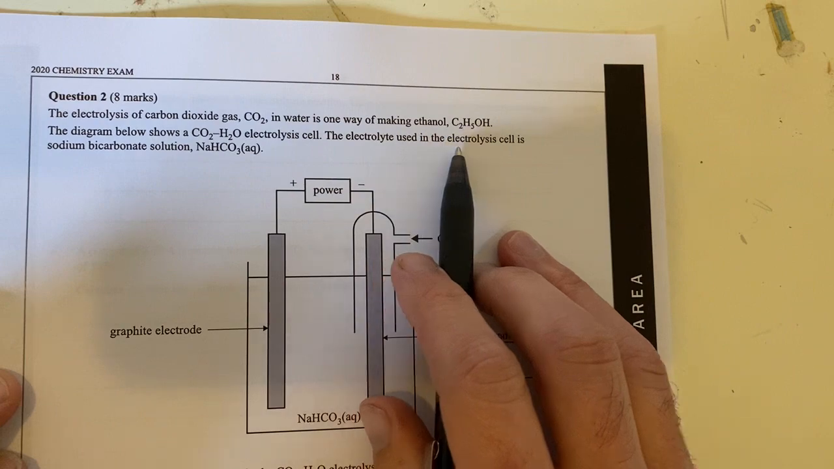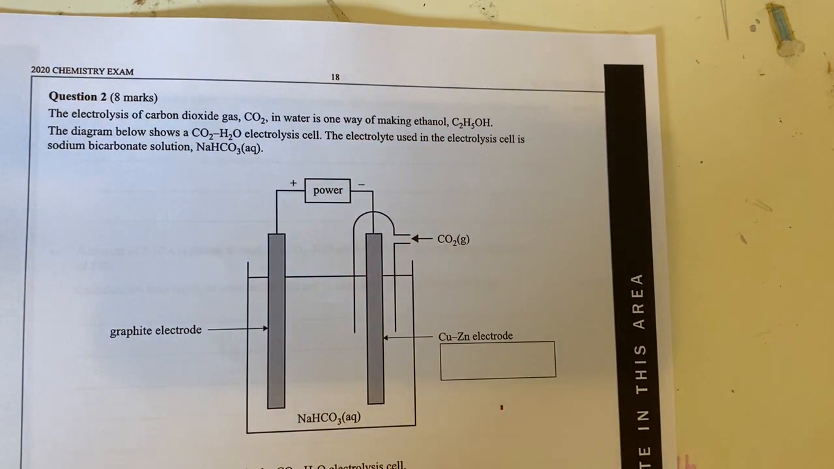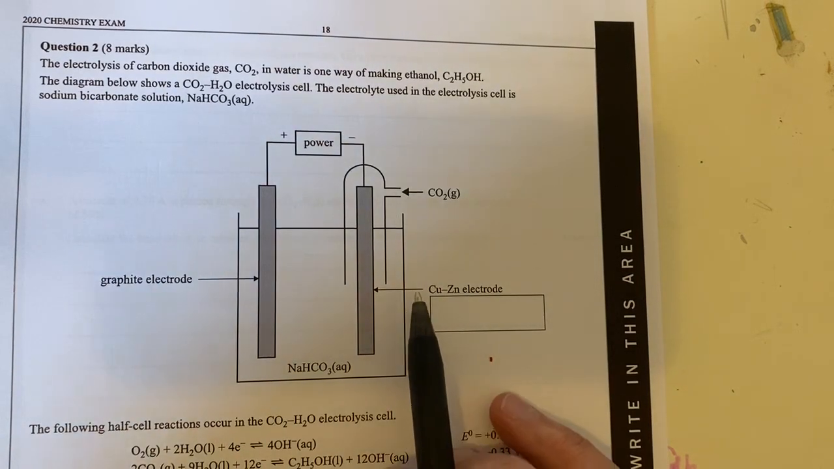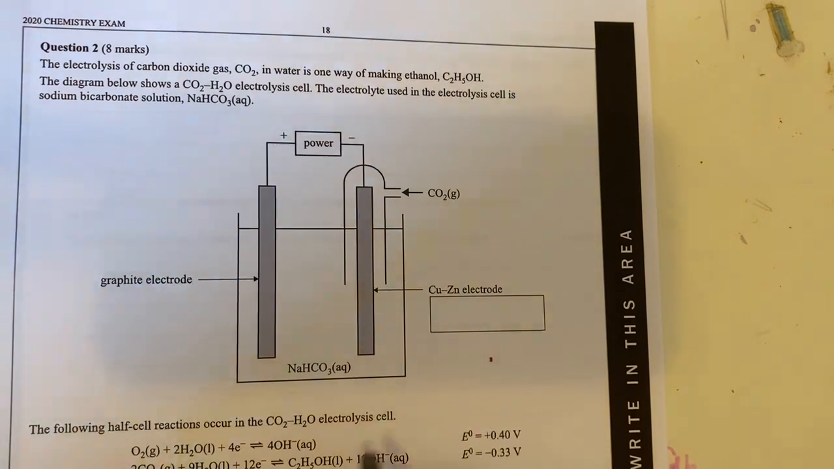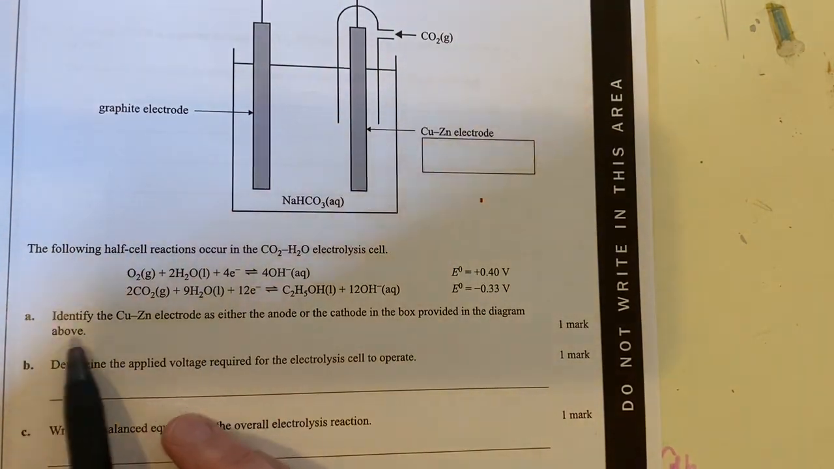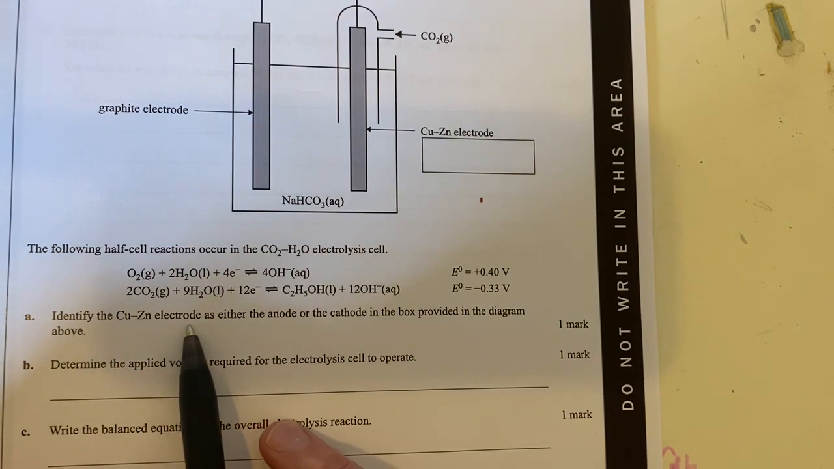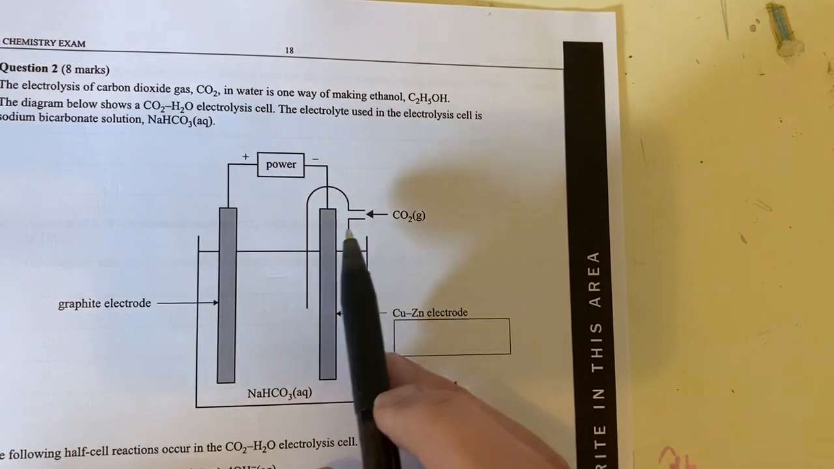The electrolyte used in this electrolysis cell is sodium bicarbonate solution. That sounds pretty cool. Anyway, we're using a zinc copper electrode, which is fancy. And we've got some half equations here, which is awesome, so we can work with that. Identify this as the anode or cathode in the box on here. So therefore we've got anode or cathode here.